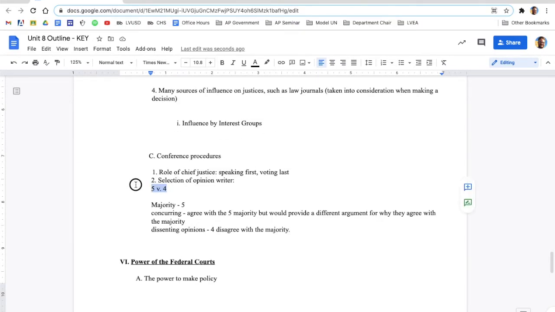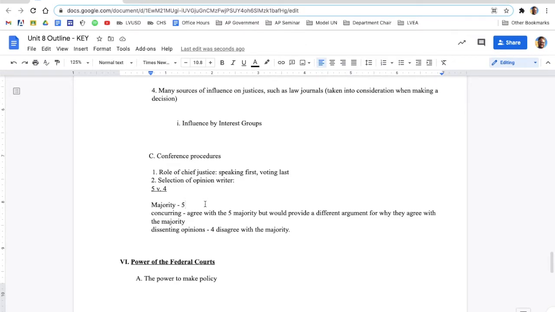So let's say it's a 5-4 decision, which is the most common. The majority is the 5, and they're going to decide, this is why we decided this, and this is our majority. Now, there also may be concurring opinions where they agree with the five, but they will provide a different argument for why they agree. So you could say the majority's main argument is utilizing the Commerce Clause, and the concurring opinions say, yeah, I guess Commerce Clause, but really we think this decision is correct because of the Necessary and Proper Clause.